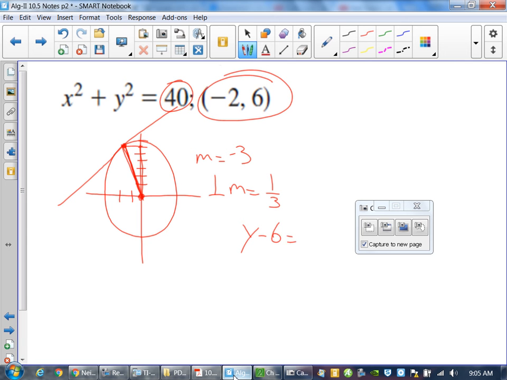Wait, what is the radius? Oh, it doesn't matter. How's 40 the radius? Well, I'm sorry, the radius squared, so it's the square root of 40. So the radius is 2 root 10. That's much cleaner.